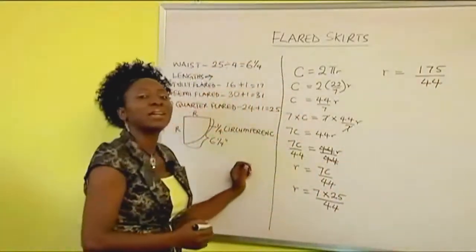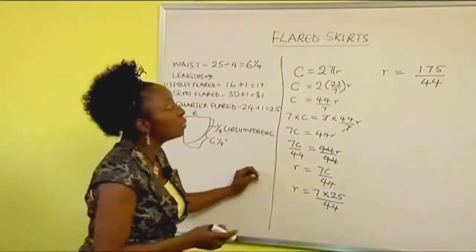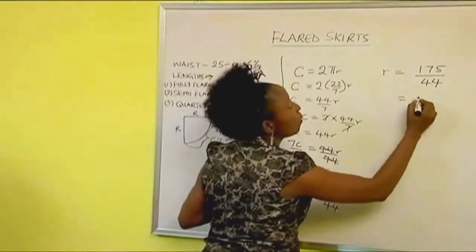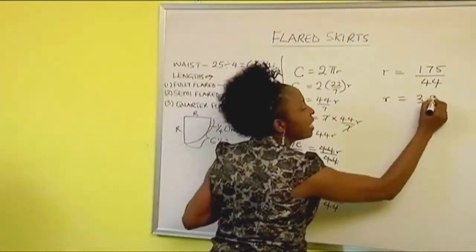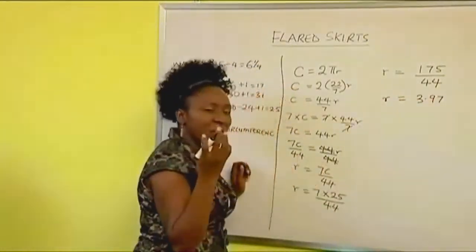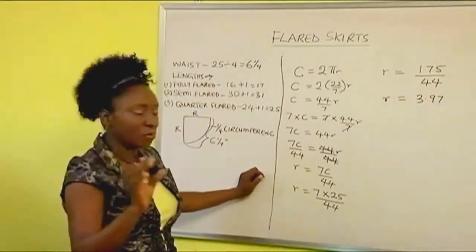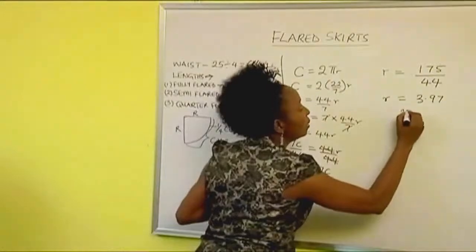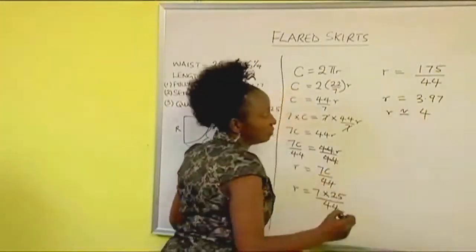Now just take a minute and try to calculate that with your calculator or with your phone. And that will give us r equals 3.97. You can see it's very, very close to 4. So I'm going to just approximate it to 4 inches.